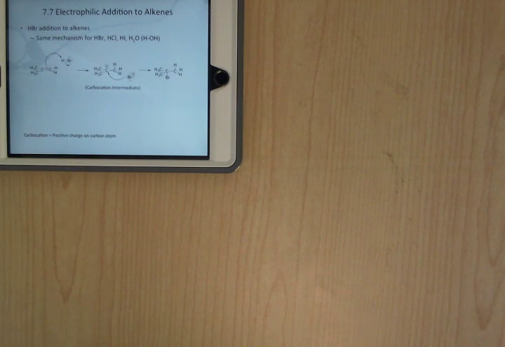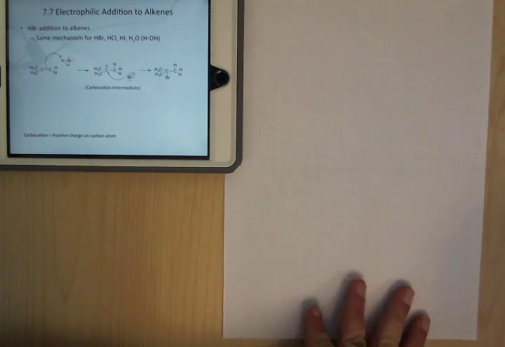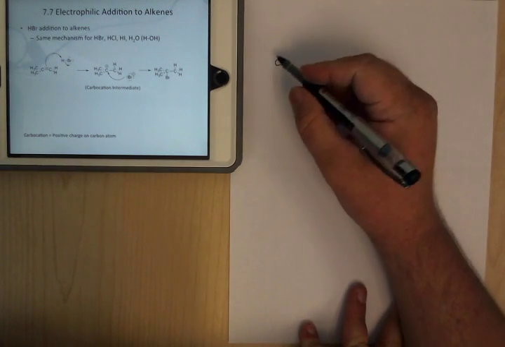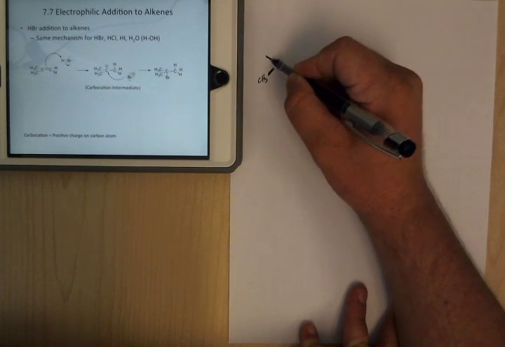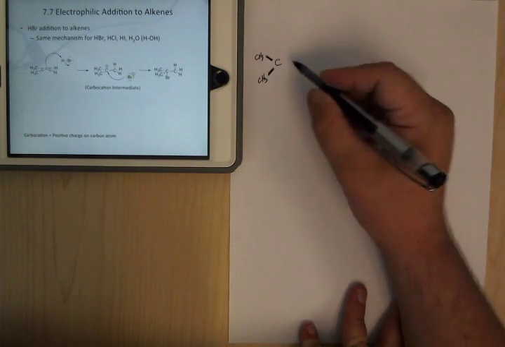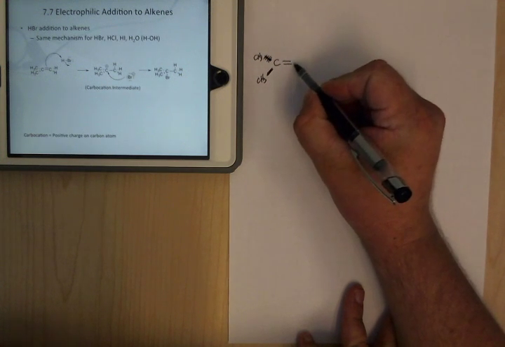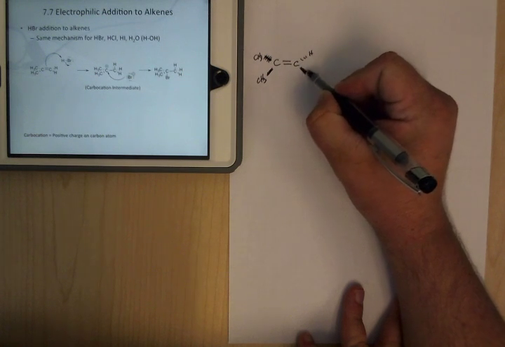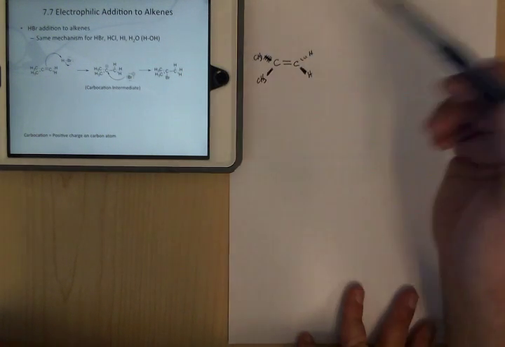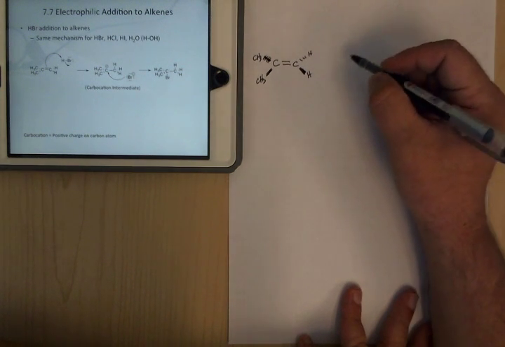So we already talked about this last chapter. Remember when we said that when you do this, it doesn't matter which side the H and the Br goes on there. It turns out, from here on out, it actually does make a difference.